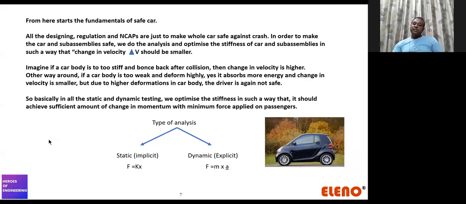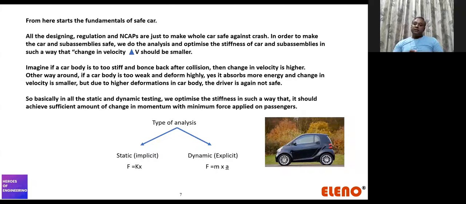Here F is the force, k is the stiffness of the body, and x is the displacement. It means that if you apply a force on a body, the body has a stiffness. The stiffness you can understand as the Young's modulus of a material, for example plastic or metal, that is, the elasticity. F equals kx is the basic linear equation on which implicit analysis works. Next, the dynamic analysis is where the velocity or acceleration, or the change in velocity, is involved, and here it is a non-linear equation, which is why F equals ma.